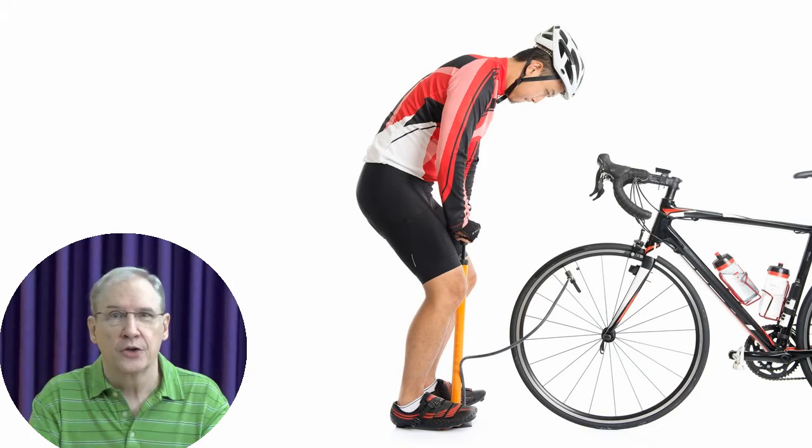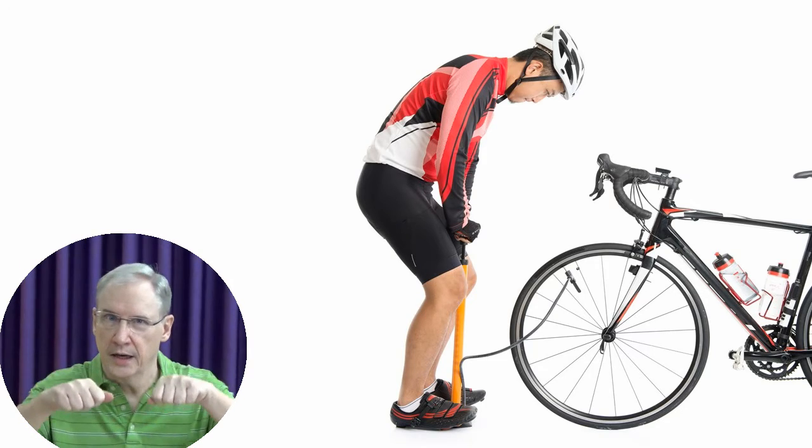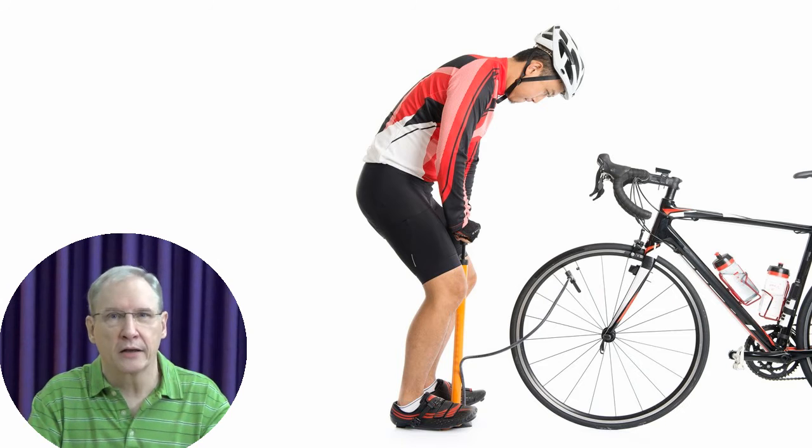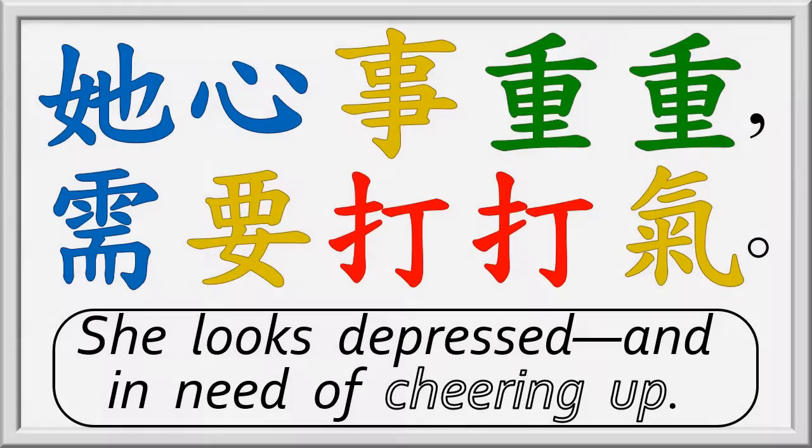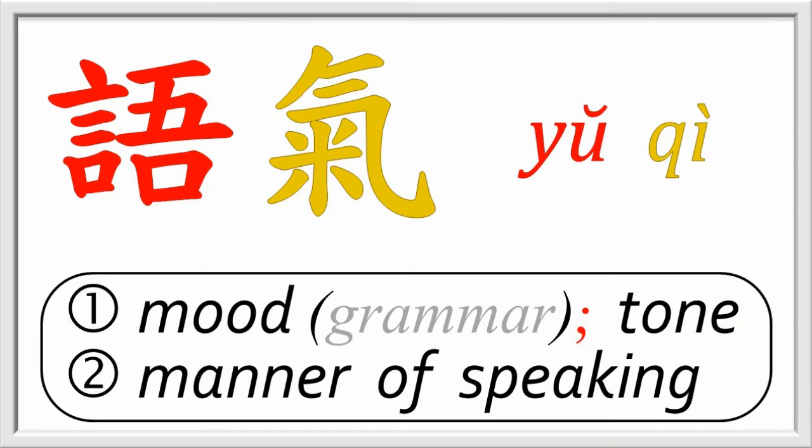And if a person looks dejected with too much on their mind, you could approach them and 打气, boost their morale, cheer them up, just as one inflates a tire by pumping air inside. 他心事重重, 需要打打气. She looks depressed and in need of cheering up. For the grammatical term mood, indicative mood, imperative mood, or one's manner of speaking, the correct translation is 语气.